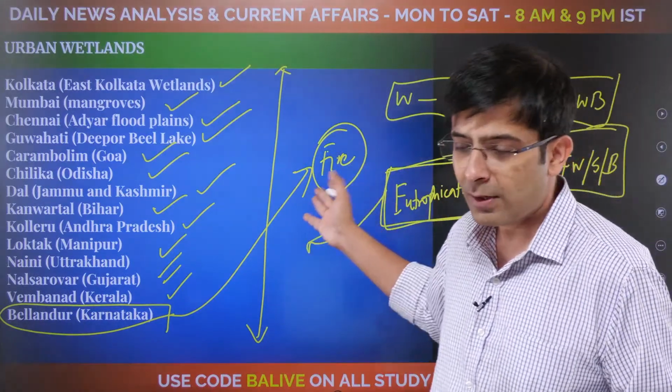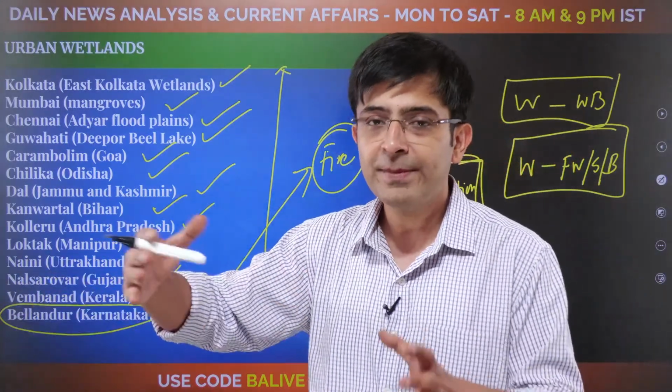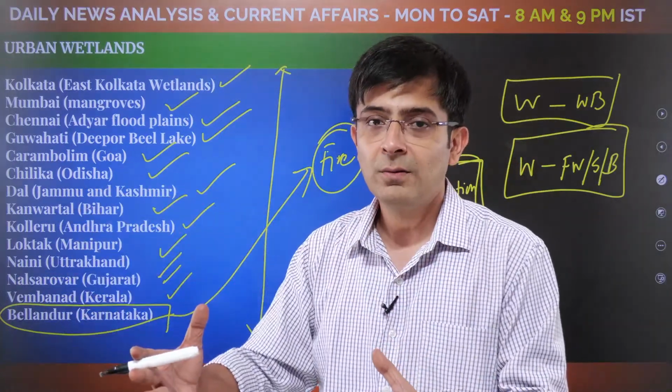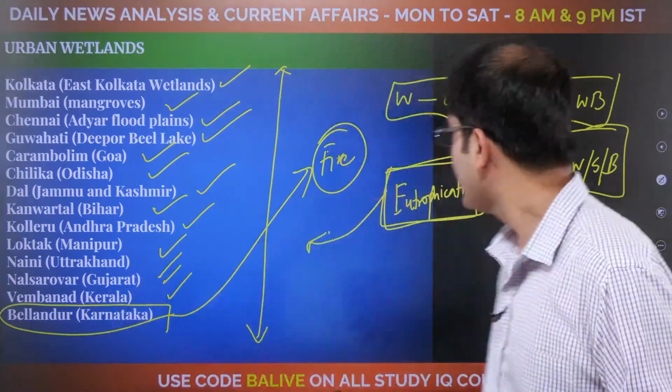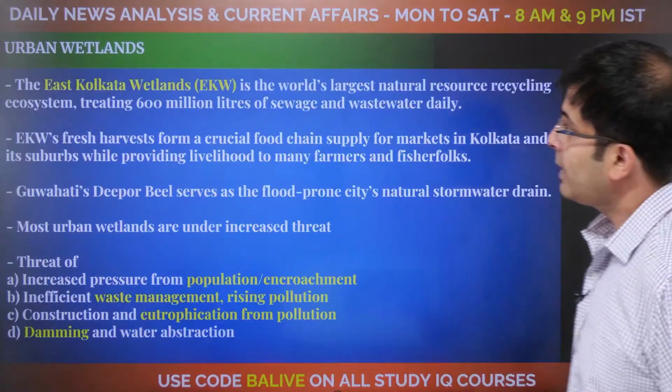Like I told you, you are completely looking at algal blooms happening, which means the whole lake has too much nutrients. Malnutrition ka opposite hai eutrophication. Okay, now let's look at urban wetlands.